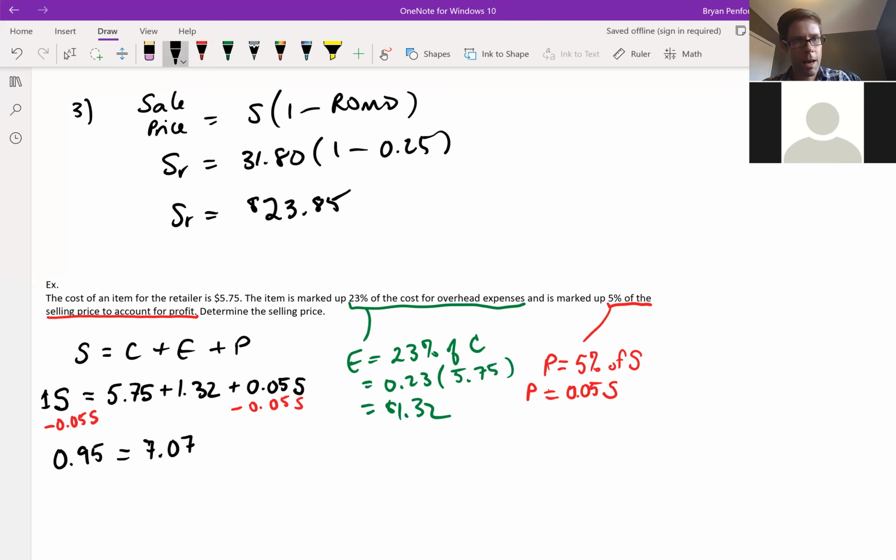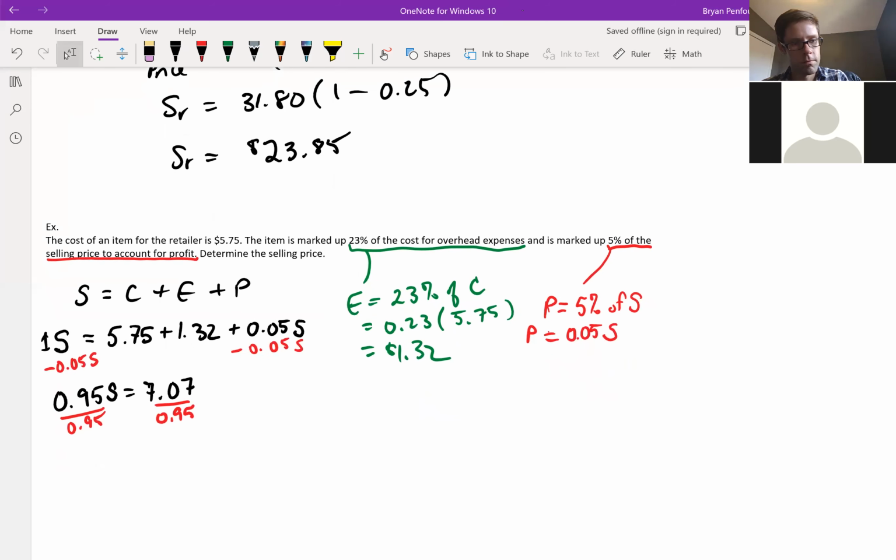Perfect. Okay, and I'm missing a capital S here. I'm sorry. Let's get that capital S in there. And then our last step would be to divide by our 0.95. 7.44 something. Perfect. 7 point, yeah, that's what it is rounded. So we're gonna just go with $7.44. Boom. So that one's a little bit different because the profit in this case relied on the selling price.